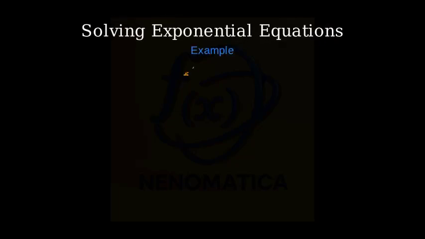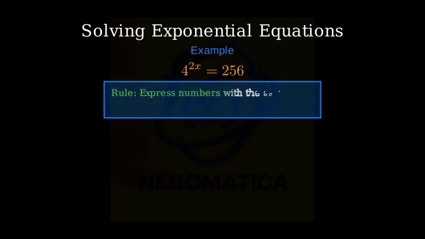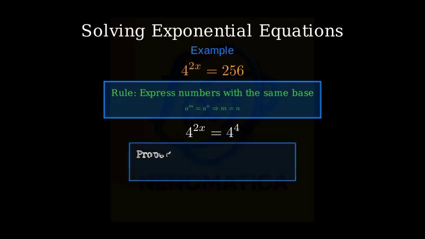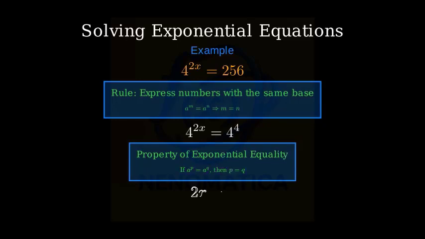Let's look at some examples and solve them step by step. Let's start with our first example. First, we'll look at the right side of our equation. We need to express 256 as a power of 4, since our base on the left side is 4. Now that we have the same base on both sides of the equation, we can set the exponents equal to each other. This is a fundamental property of exponential equations. Finally, we solve for x by dividing both sides by 2.